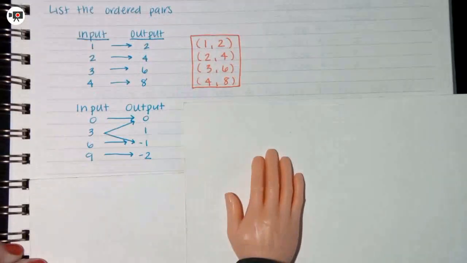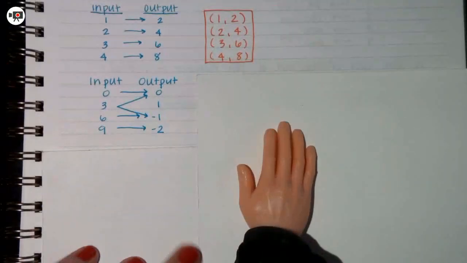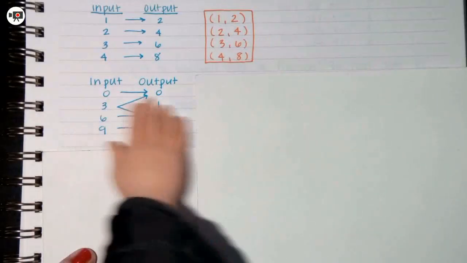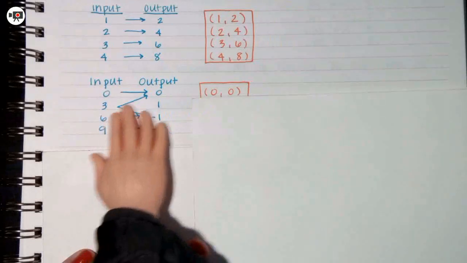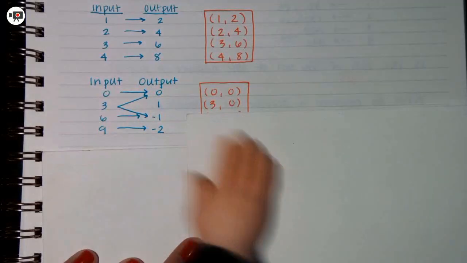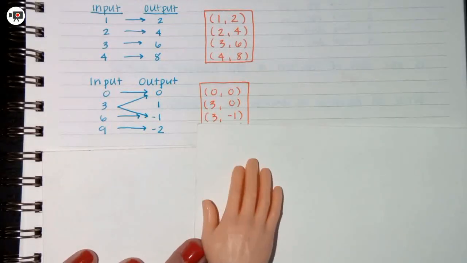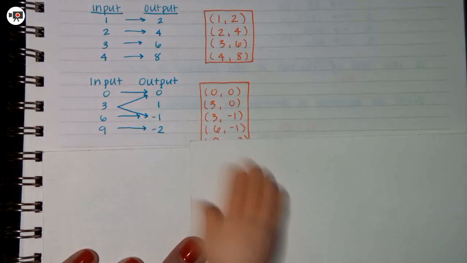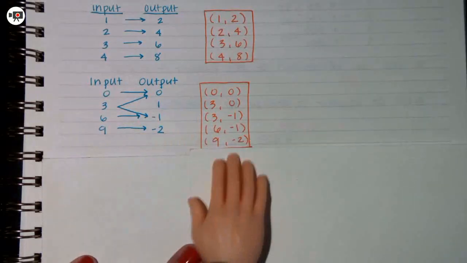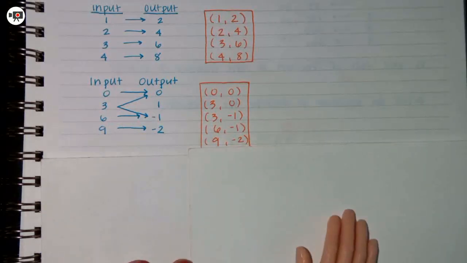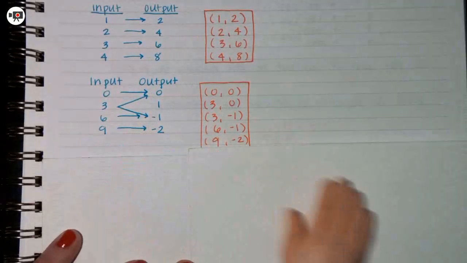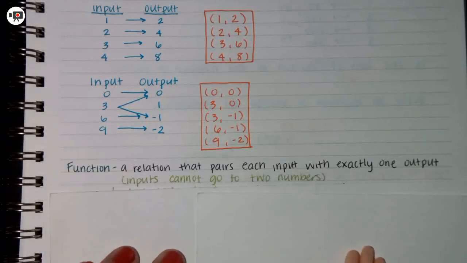This one has a little bit different arrows, and so if I just follow each arrow, I'd have (0, 0), (3, 0) as well, (3, -1), (6, -1), and (9, -2). So this is still a relation, but we have something called a function.